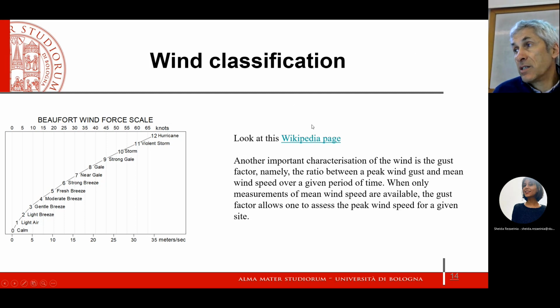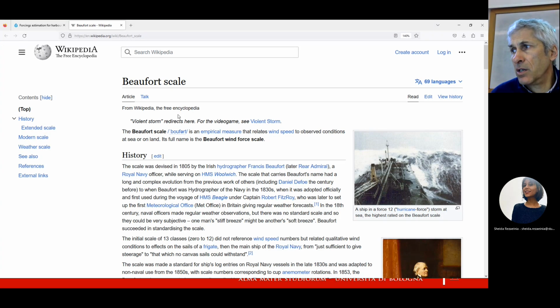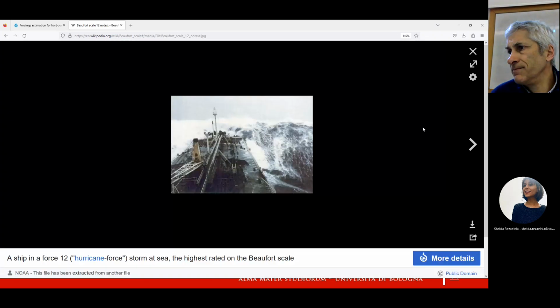It is interesting, this Wikipedia page, let me open it. Just see. Okay, here it is. And there is an interesting picture. This one. This is a ship in a force 12, a hurricane force. You understand that the waves are a little bit.